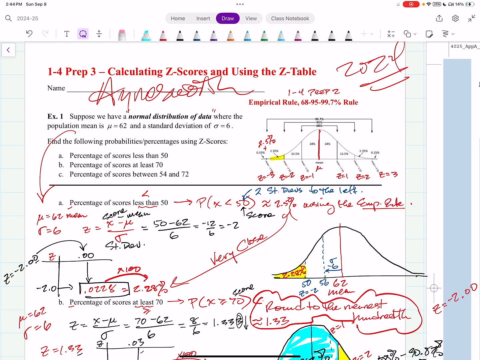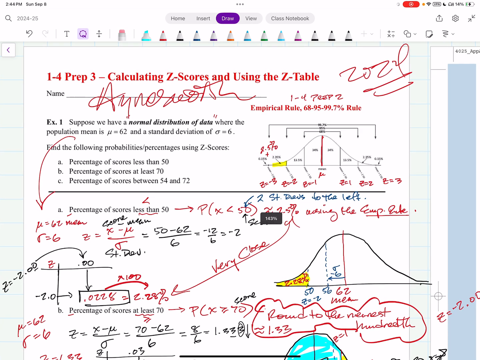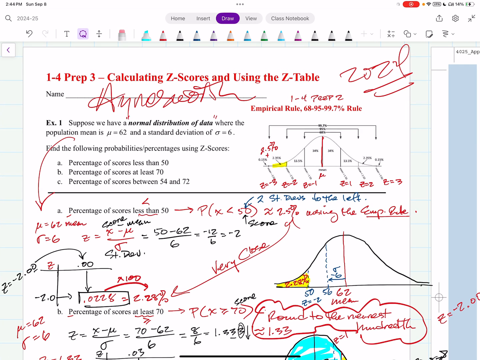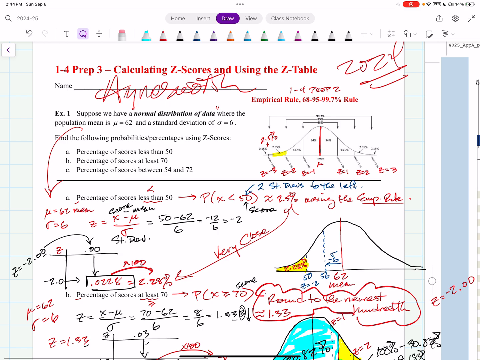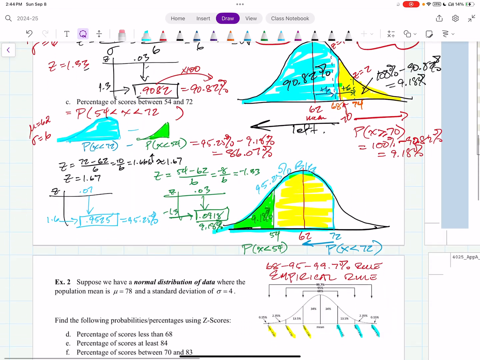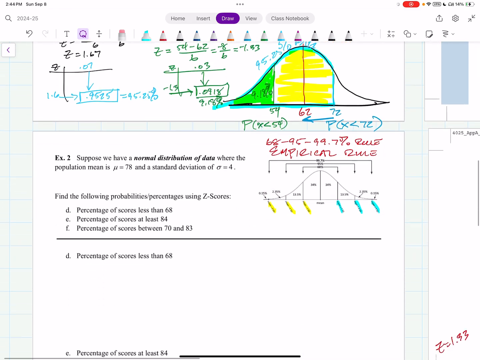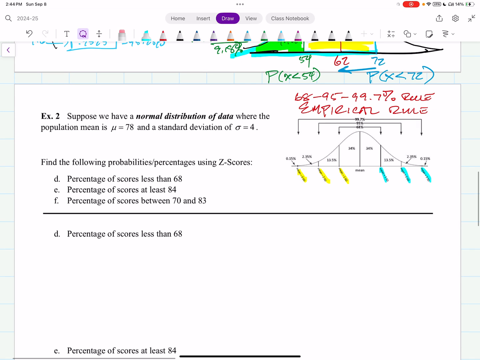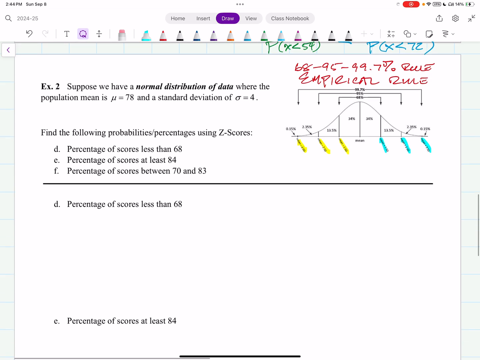We're going to get into the second half of the prep of how to calculate z-scores and how to use the z-table to calculate certain percentages or probabilities given a normal distribution of data. In the first video, I did example one, parts A, B, and C, and now we're going to do part two. If you haven't done part one, you better pause the video, go back, and learn the first one here. So let's get started.